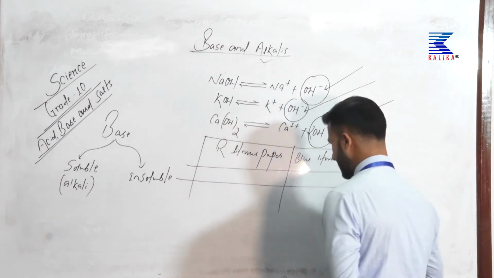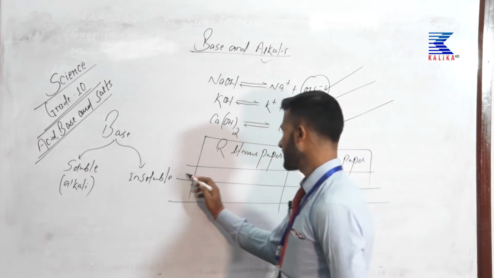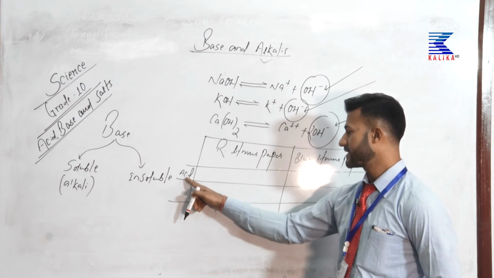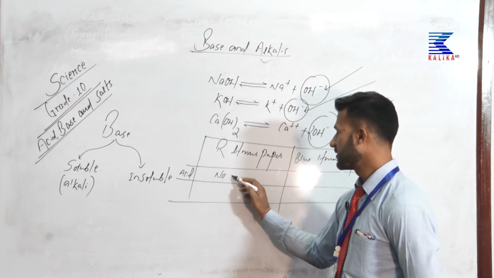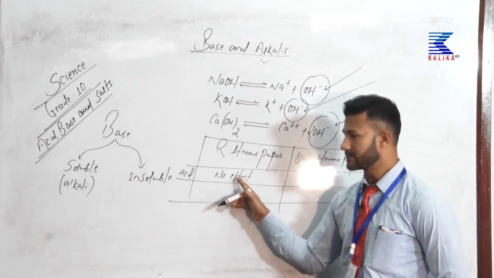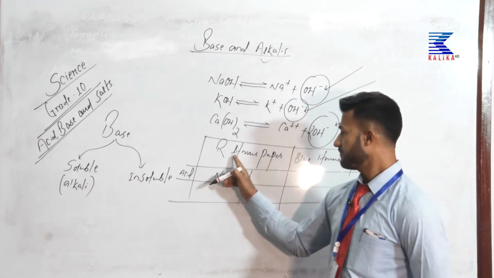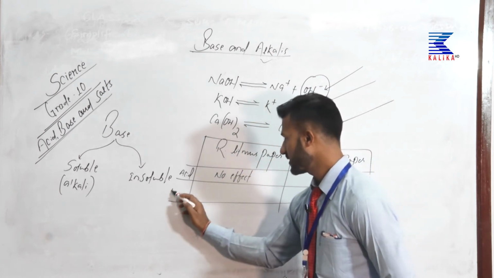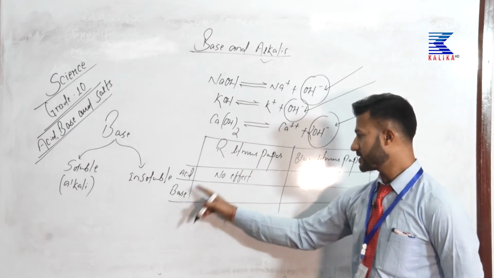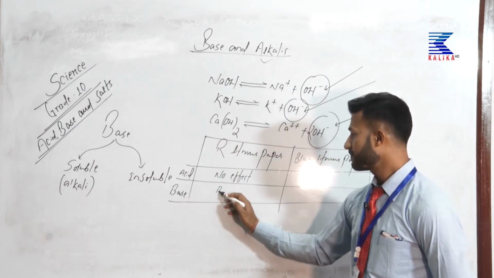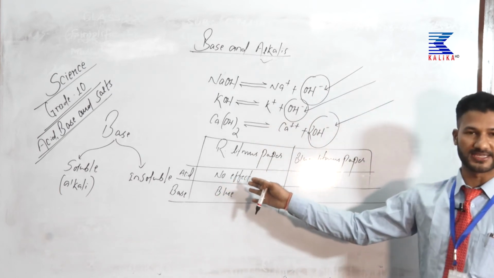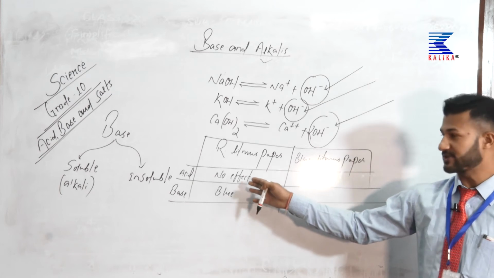Look at here, if you treat red litmus paper with acid, no effect would be observed, means no change in color would be observed. But with the same red colored litmus paper, base shows some changes. Base turns red litmus paper into blue color, and this helps us to identify the given chemicals, whether it is base or acid.